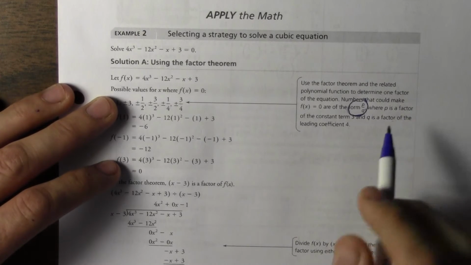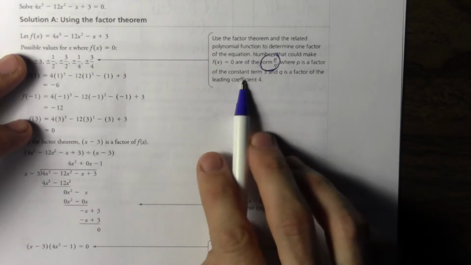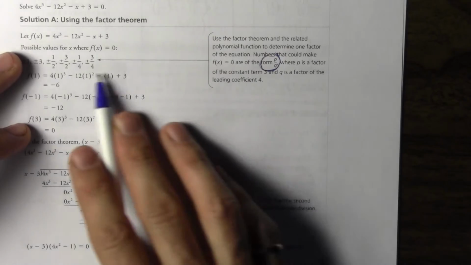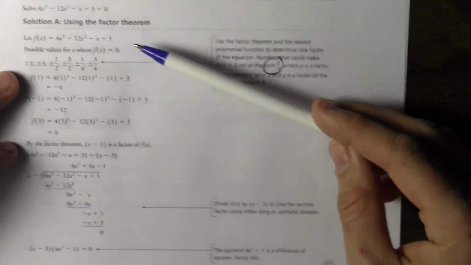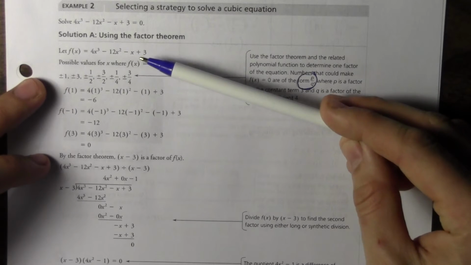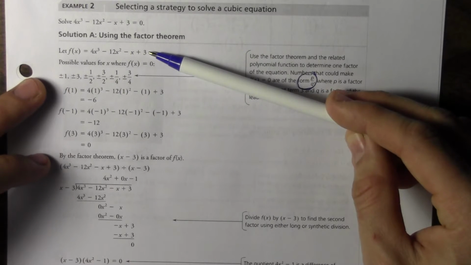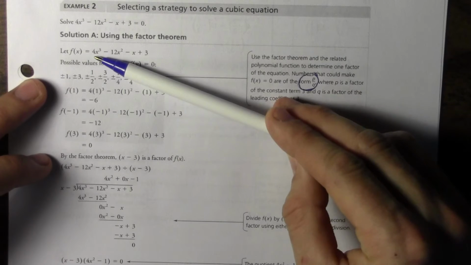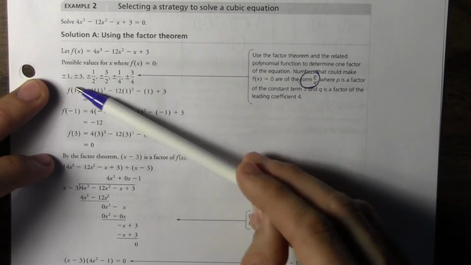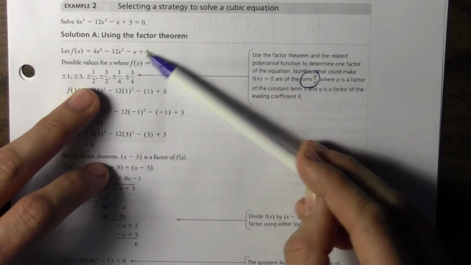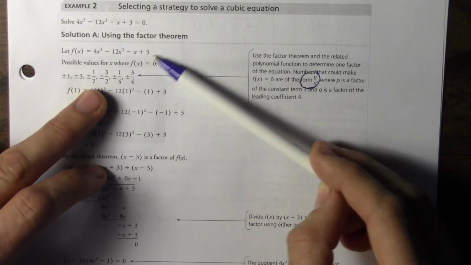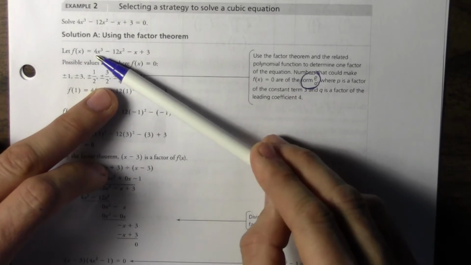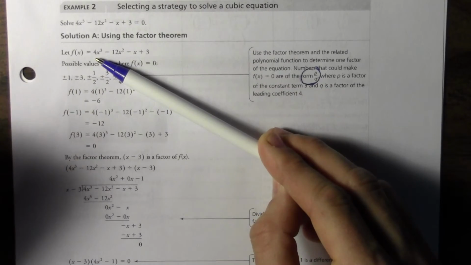P over Q. P is a factor of the constant term 3, and Q is a factor of the leading coefficient 4. Just like in chapter 3, we still use all the factors of 3: plus or minus 1, plus or minus 3. But in addition, you check those factors over the factors of 4. So we get plus or minus 1, plus or minus 3, plus or minus 1 over 2, because 2 is a factor of 4, plus or minus 3 over 2, again because 2 is a factor of 4, and plus or minus 1 and 3 over 4. Any questions about that? Can you repeat that?